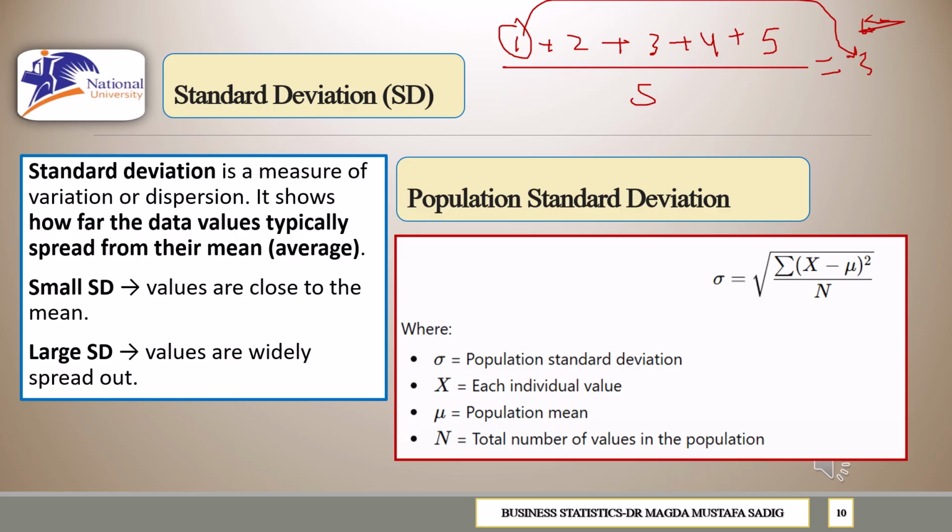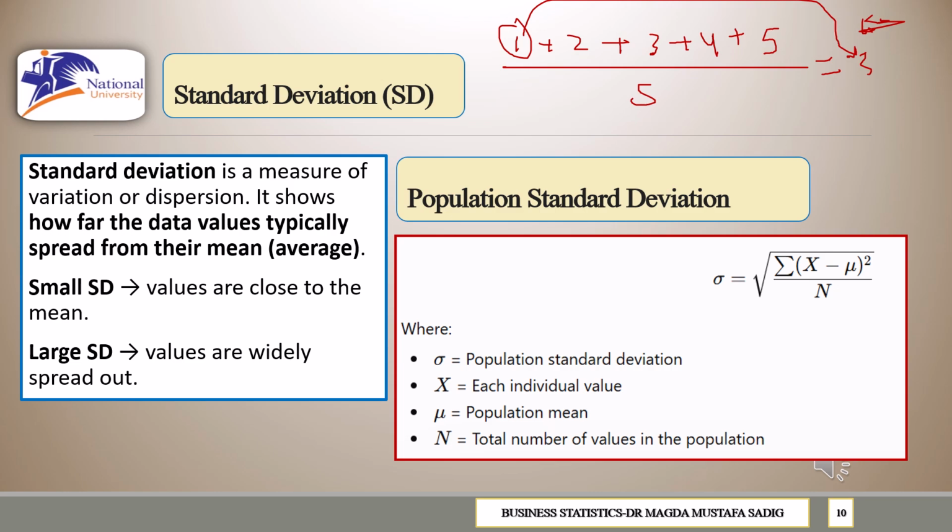Company A has a small standard deviation. This means its monthly sales are usually close to 100. Company B has a large standard deviation. This means its monthly sales move much further above and below 100. Therefore, Company A has more stable sales.